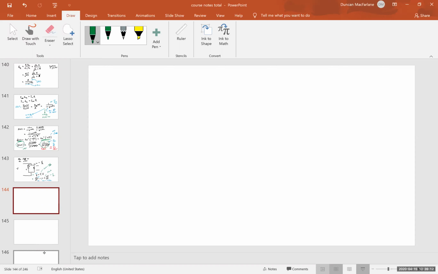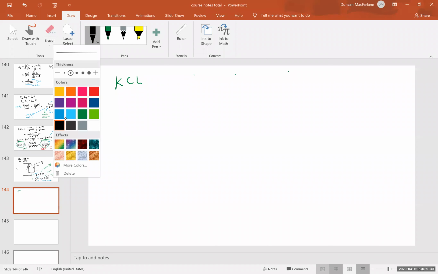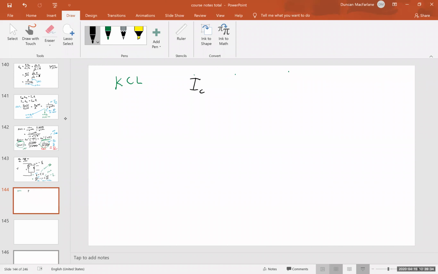So Kirchhoff's current law: current in the capacitor plus the current in the resistor is equal to the current in. Let me write that. Let me not worry about those little letters. Let me just write that as I capacitor plus I resistance is equal to I in. It's the role of the current splitter.